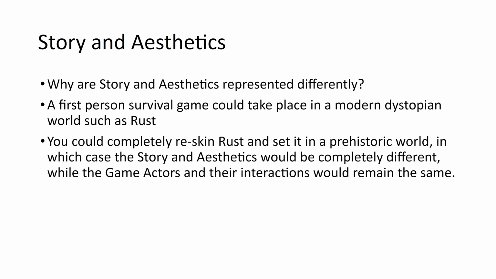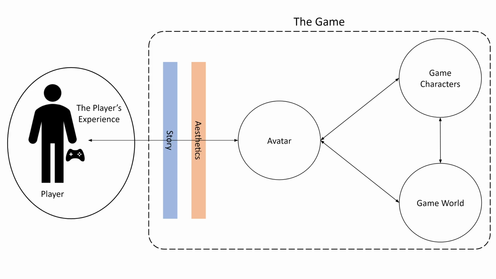In this case, the story and the aesthetics would be completely different, while the game actors and their interactions would remain the same. So the reason we have story and aesthetics separately is because the mechanics really can be separated out. In reality, again, this is sort of something conceptual. In reality, the art assets and the story exist intertwined within the actors. But conceptually, we can remove story and aesthetics from those actors as well.